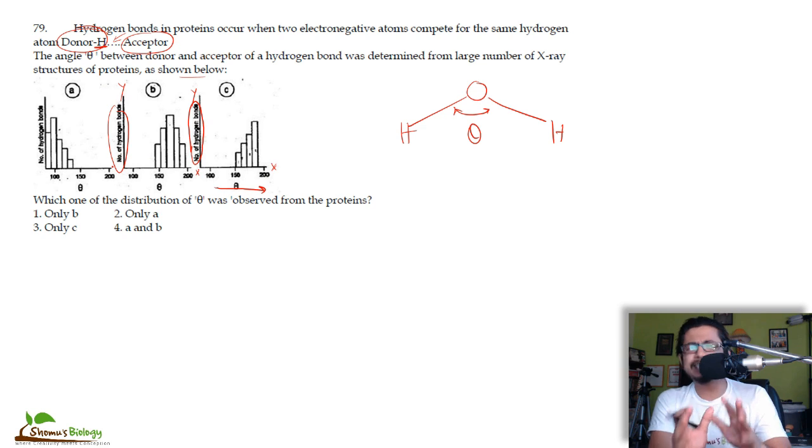That means whether there is any relation between the angle that is present between the different atoms, between the different bonds, and the number of hydrogen bonds or not. If there is any relation, that's what they want to know. If you don't know, you cannot answer the question.